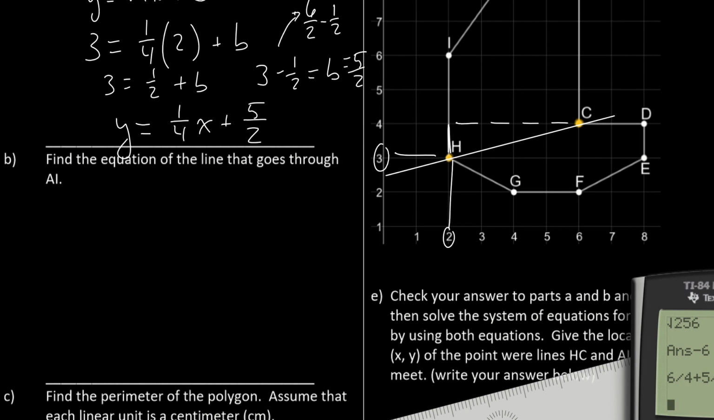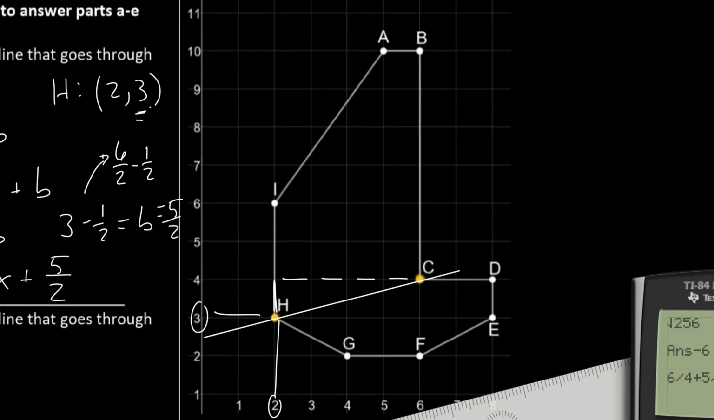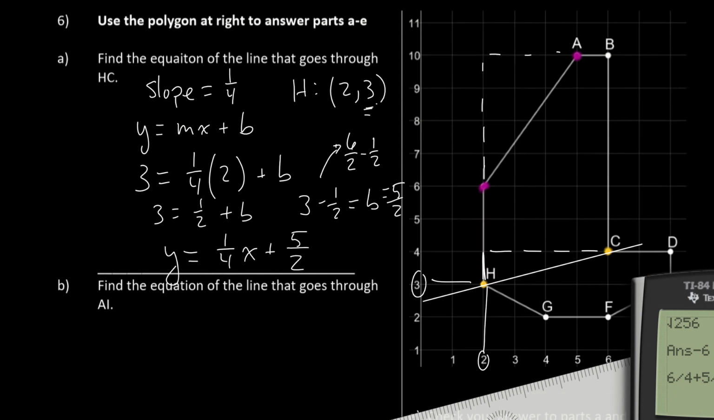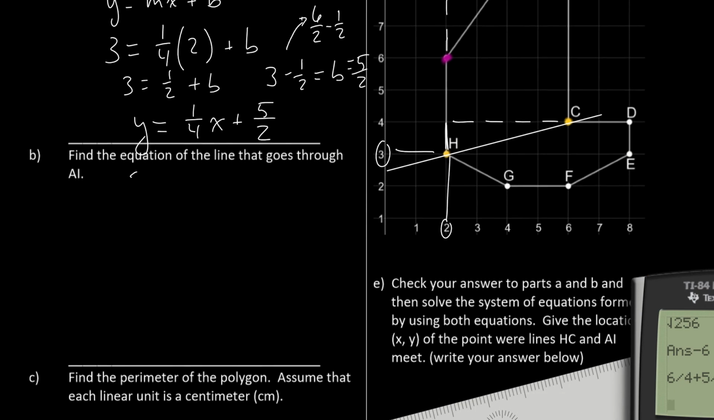Next it says find the equation of the line that goes through AI. Okay, so AI, oh, that line's actually already shown, isn't it? I'll just put a purple dot here. So this is A, and then I've got the I down below here. The slope of that is up 1, 2, 3, 4 over 1, 2, 3. So the slope is 4/3. That's nice, I can get the slope from the graph.